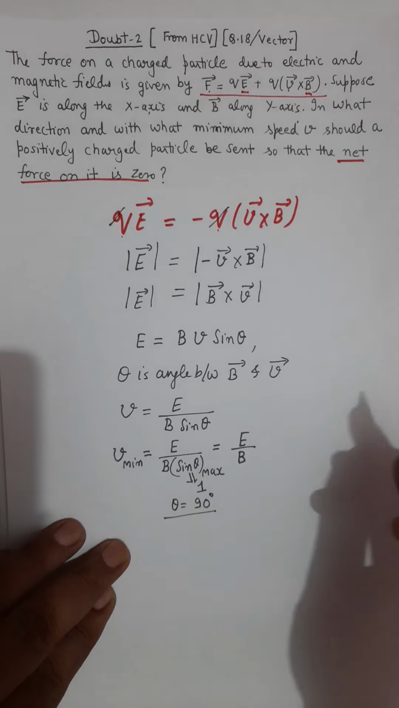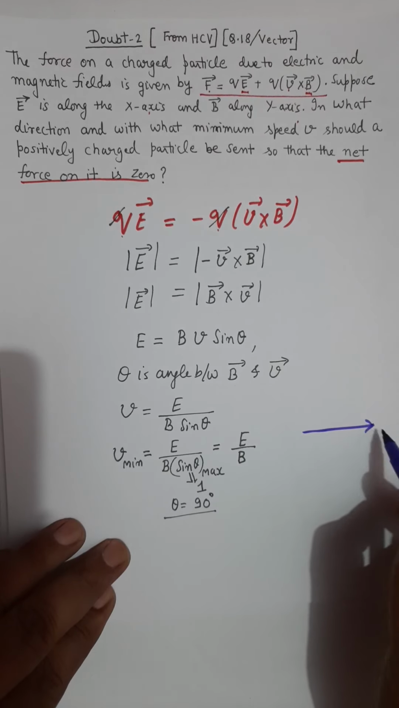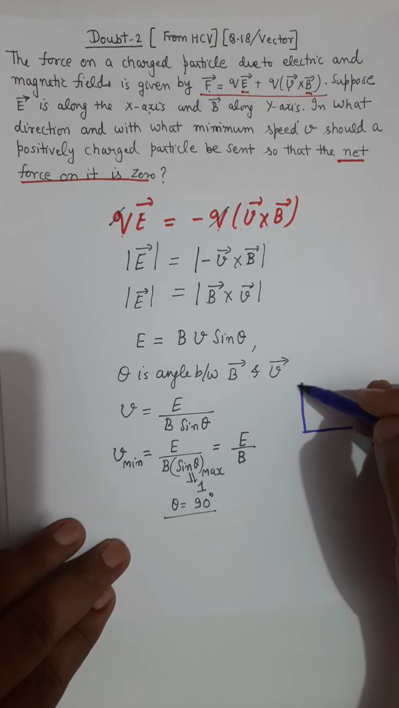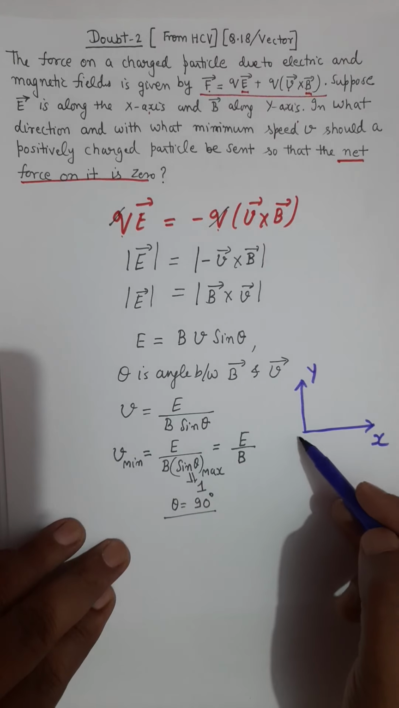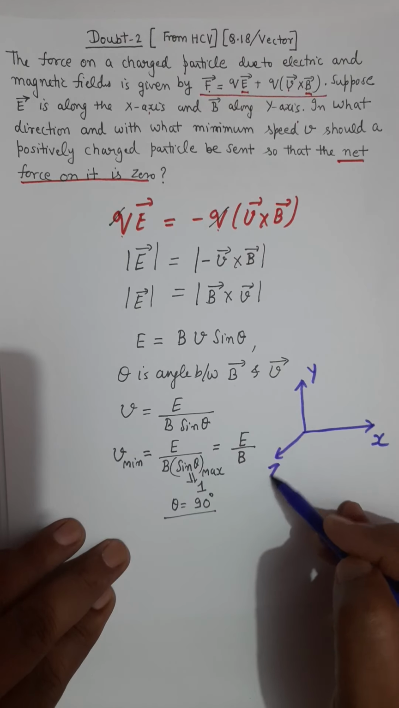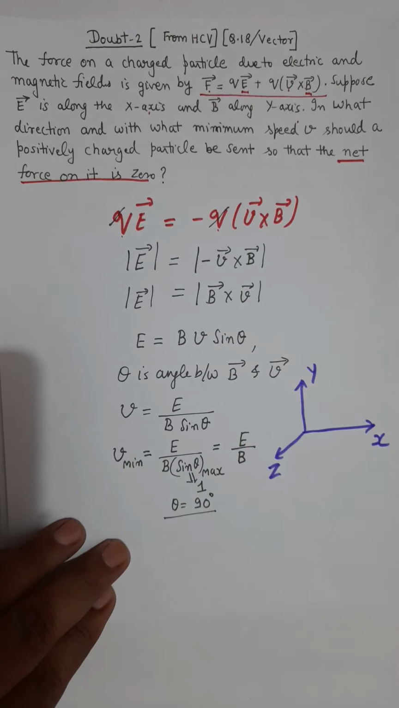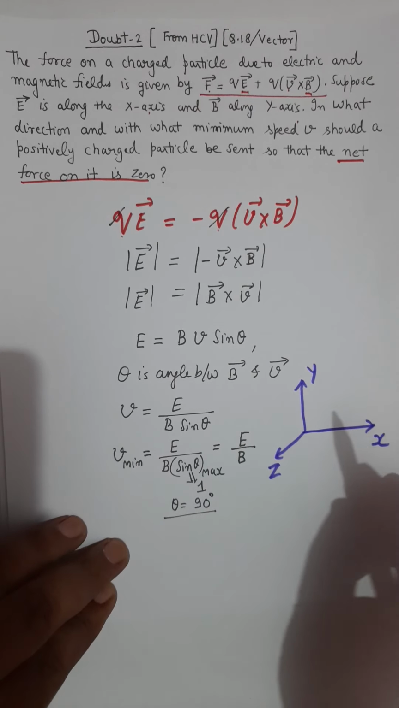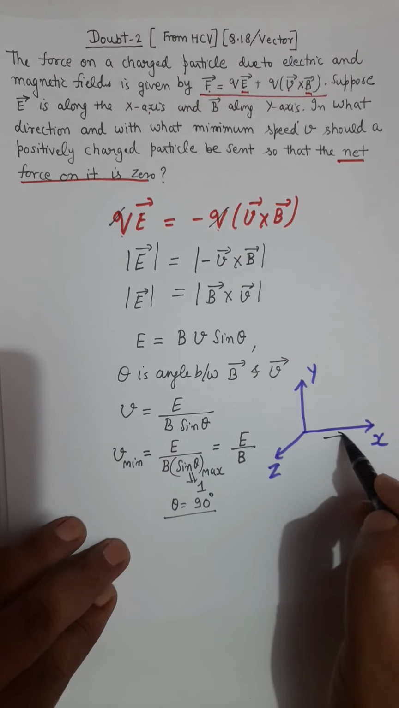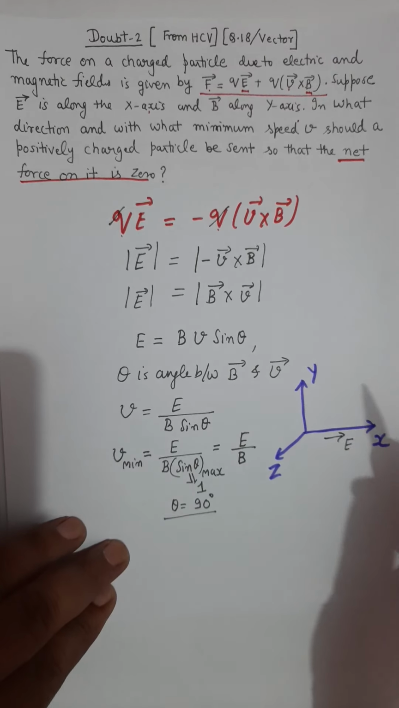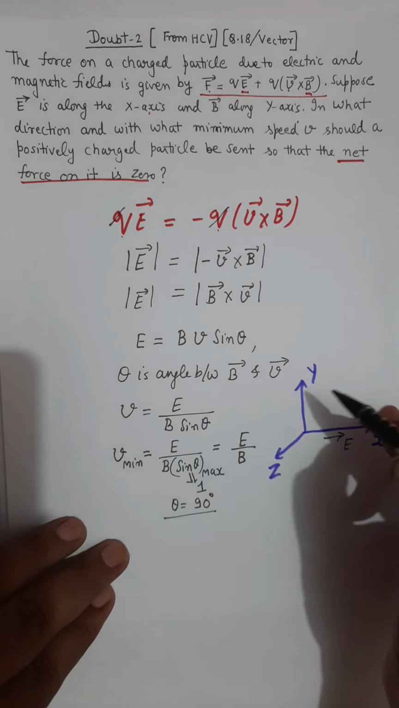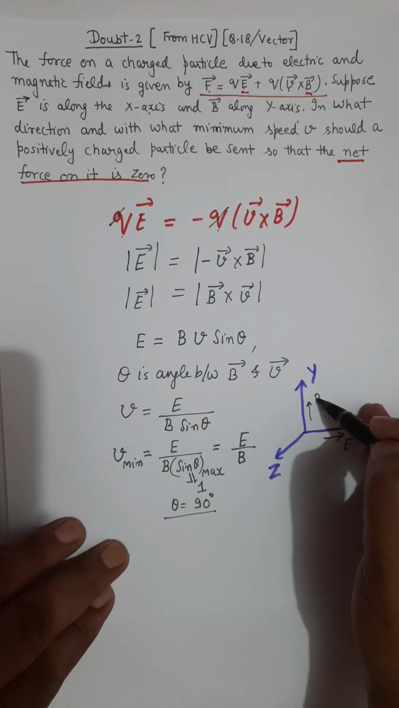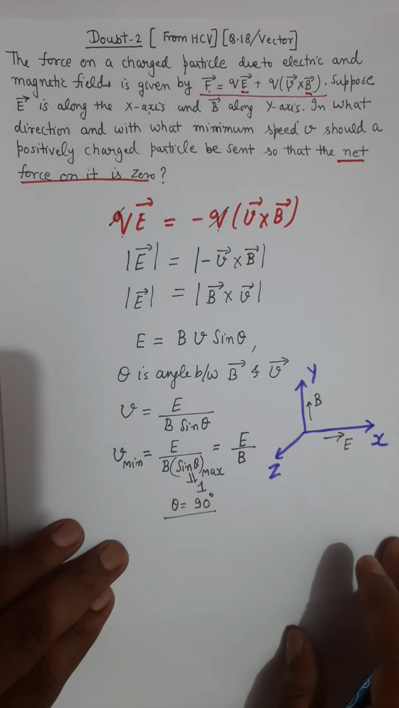As per the directions given in this question, if I take the x-axis along this direction, the y-axis along this direction, and the z-axis up in this direction, as per the question, the electric field is along the x direction, so this is the direction of E. As per the question, the magnetic field is along the y direction, this one. This is the direction of the magnetic field.